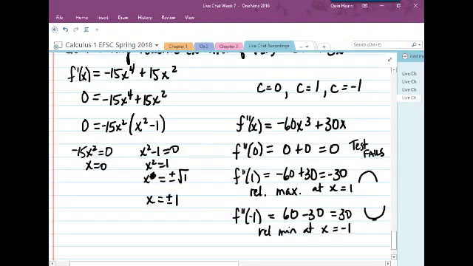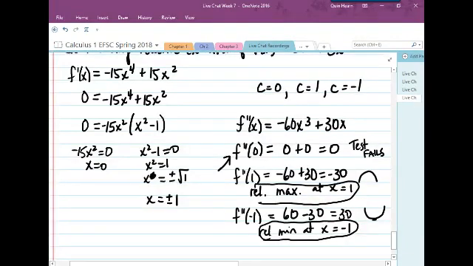All right, now I'm not going to check whether f double prime of 0 is a max or min using the first derivative test, because we already have the graph and I just want to show you what we have found. So we said we have a relative min at x equals negative 1, a relative max at 1, and we don't know what's happening at 0. So let's look at the graph.